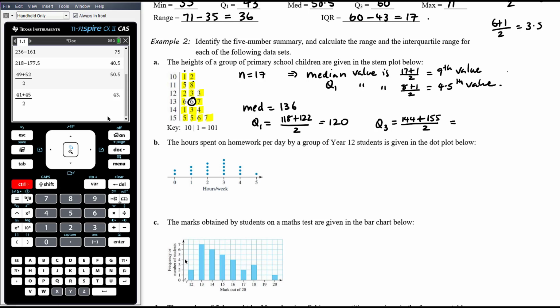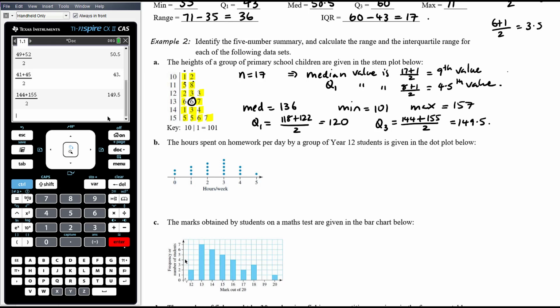Okay, if you can work that out, that's fine. It is going to be a decimal, so I'm just going to check it with my CAS. 149.5 for Q3. And then obviously we've got our minimum and our maximum. I've listed them a bit randomly here, but that's okay. Should have given us some more space. Minimum is 101, and the maximum is 157. Oh, and we also need range and interquartile range, I think.